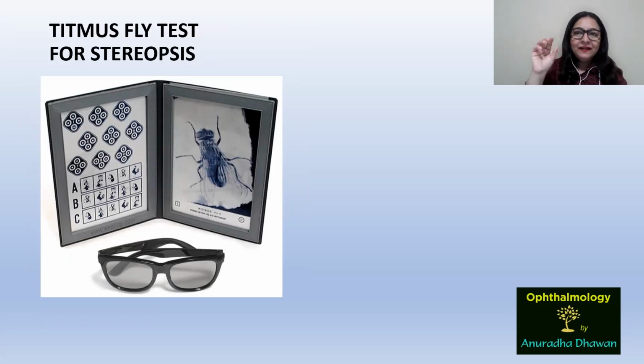On the other side there are different figures over there, and there is also a Polaroid glass over here. So the patient wears these glasses and the patient is asked to notice the three-dimensional perception of this image, which is known as stereopsis. So this is your Titmus fly test, and it is used for stereopsis.